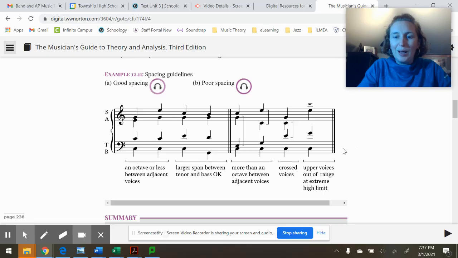Okay. Upper voices out of range and an extremely high limit. Well, while that's true, you also have spacing errors, which cause this problem.